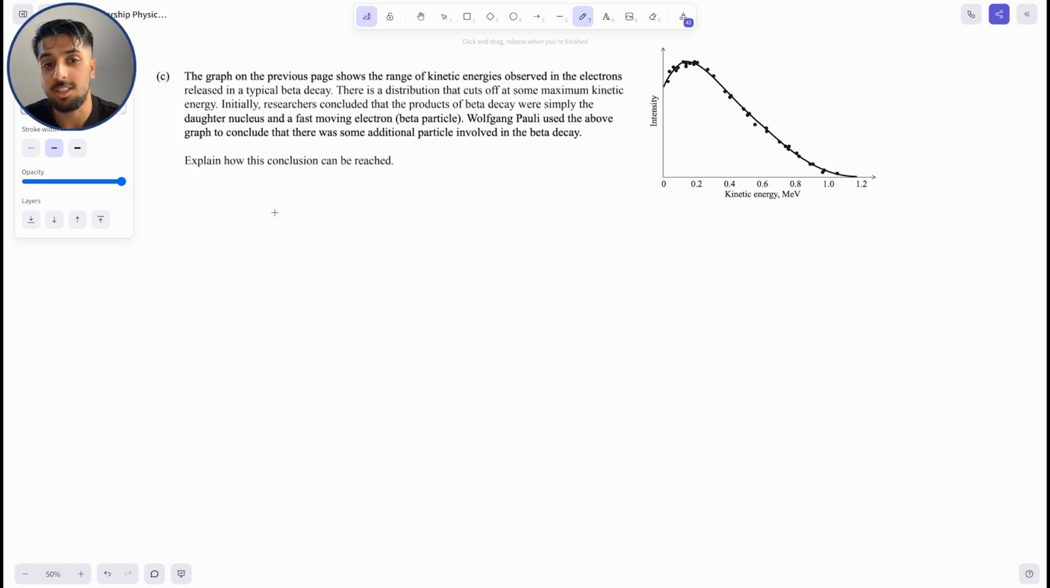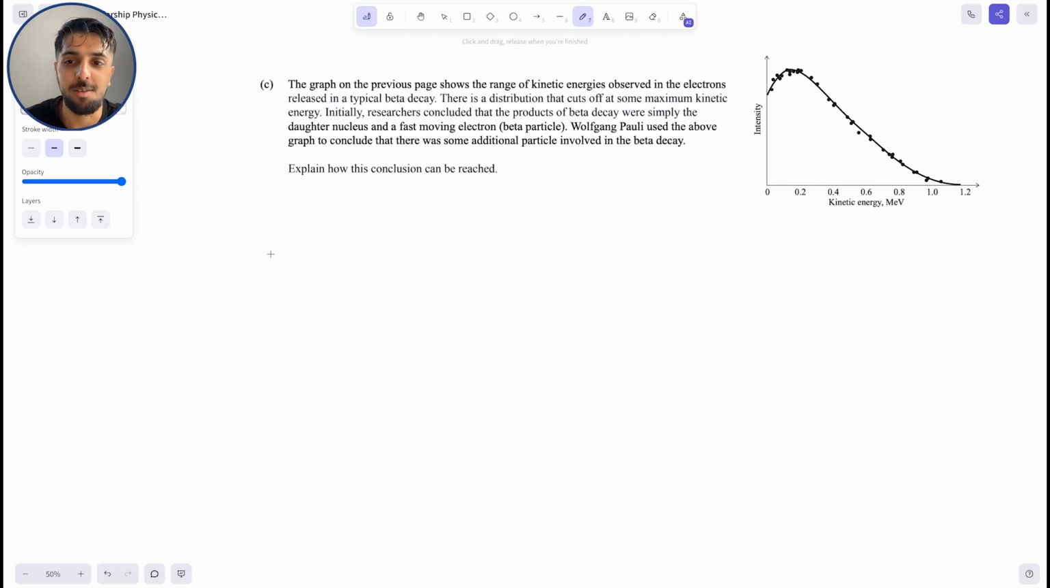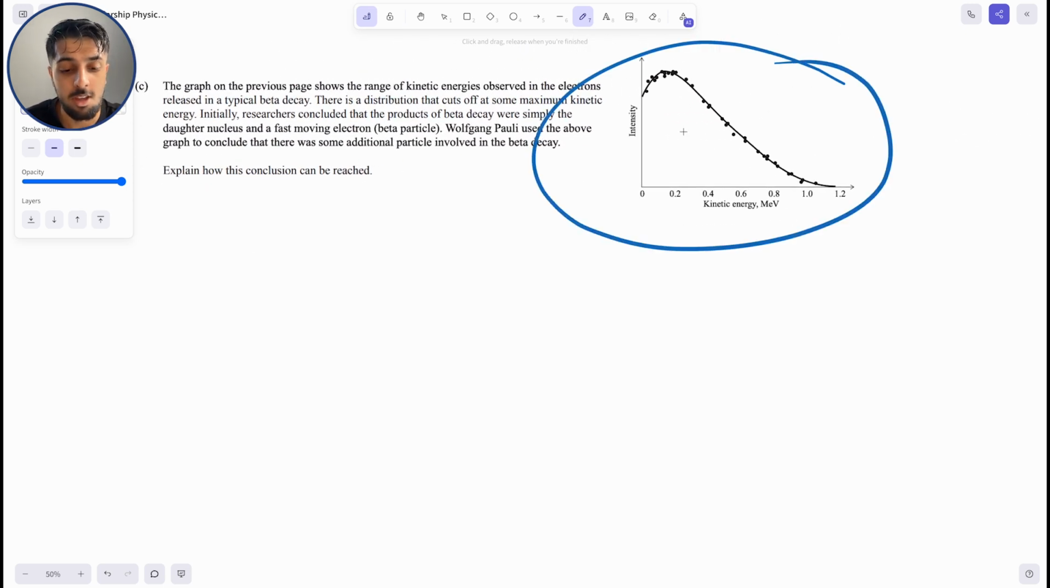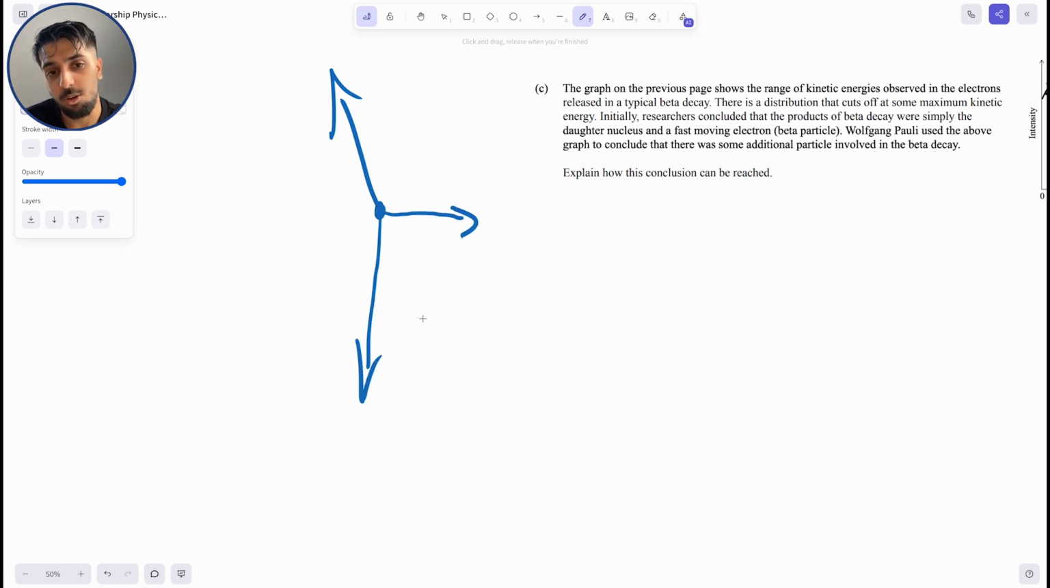So this question is basically talking about how before the neutrino was discovered, scientists were baffled by how this graph looked, because you would expect that the proton will move off this way and the electron will move off in this direction. However, this is not the case, and the electron actually veers off to the side a bit, meaning there's a much smaller particle coming off like this. That's conservation of momentum for you.